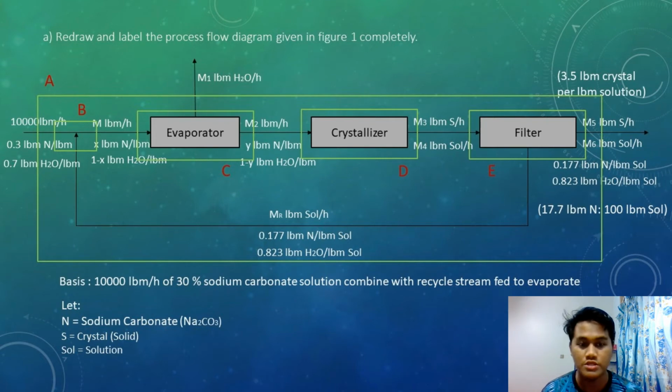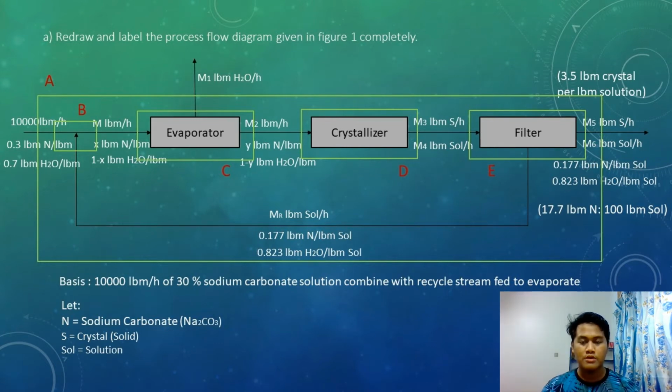Before I draw this process flow diagram, I let N equal to sodium carbonate, S to crystal solid, and salt to solution, to make drawing this process flow diagram easier. From the question, we know the basis given is 10,000 lbm per hour of 13% sodium carbonate solution combined with recycled stream fed to the evaporator. From the evaporator, the water is vaporized and the concentrated stream leaving the evaporator is fed into a crystallizer. Then it is cooled to obtain the crystal solid from the solution of sodium carbonate.